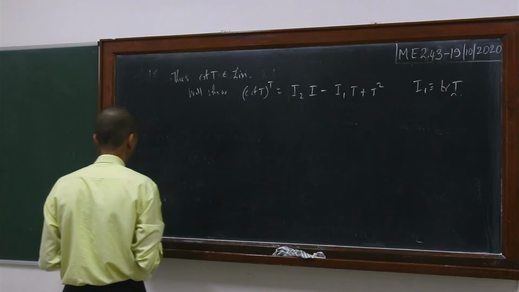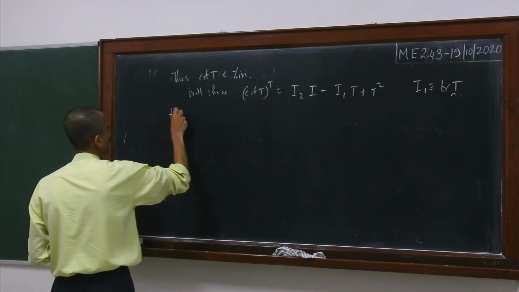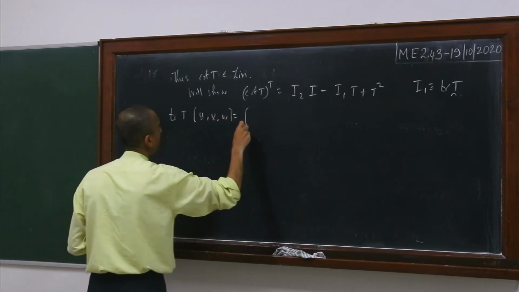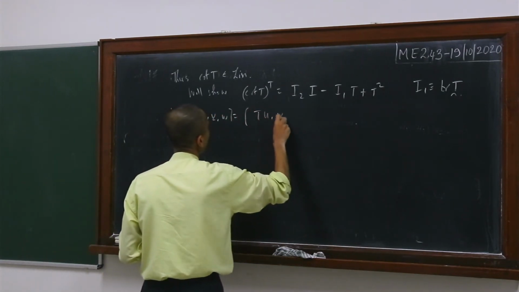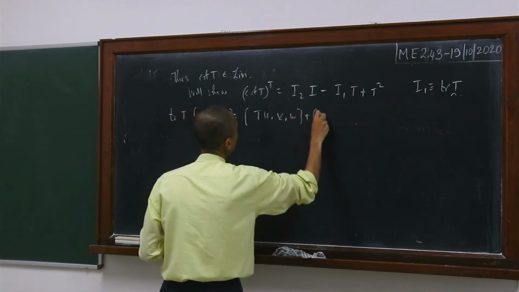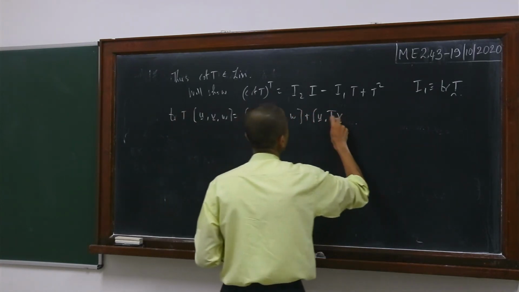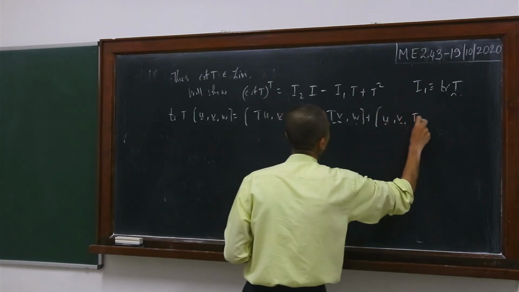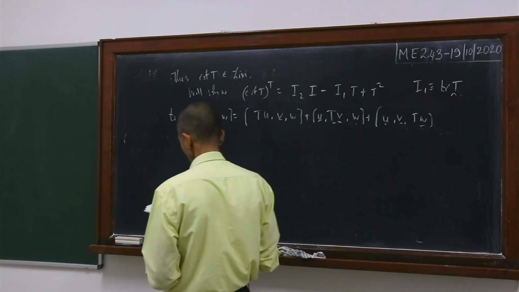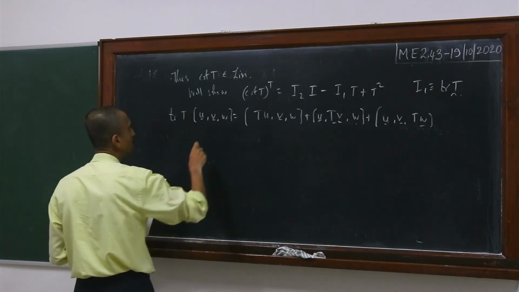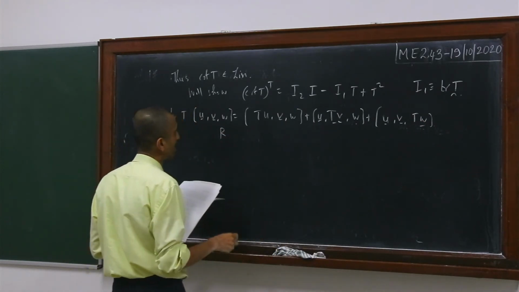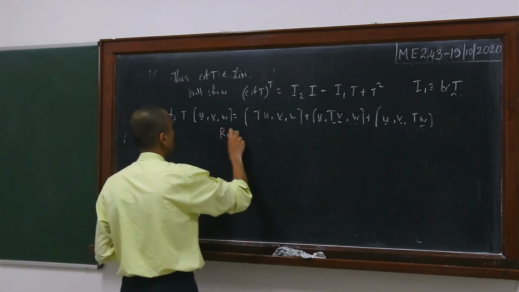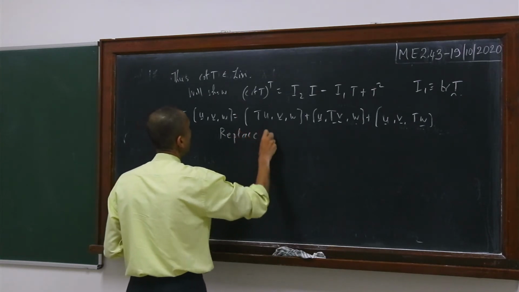We will use the relation that trace of T times [U,V,W] is equal to [TU,V,W] plus [U,TV,W] plus [U,V,TW]. So what you do now is replace U by TU. U is an arbitrary vector in this case, so I am allowed to replace that by TU.